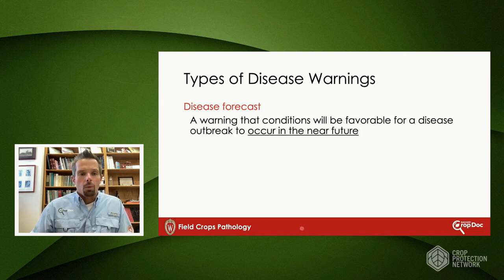Have we had the weather in place to cause a disease, and should we intervene? A forecast is a warning that conditions will be favorable. More recently, we haven't delved into forecast systems because that would take reliable weather forecasts, although we are starting to see improved weather forecasting. So we're beginning to insert those into our disease warnings so that we can see what's coming ahead.